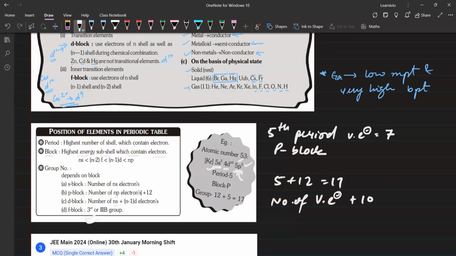Okay. So please write this part: period, block, and group number. Even though in recent years they have not generally asked the period, block, and group number, but please still write it.